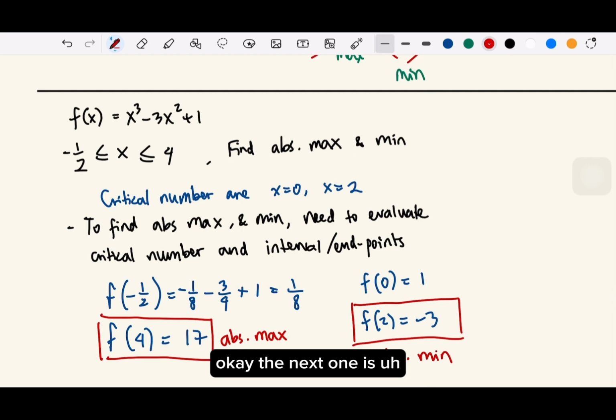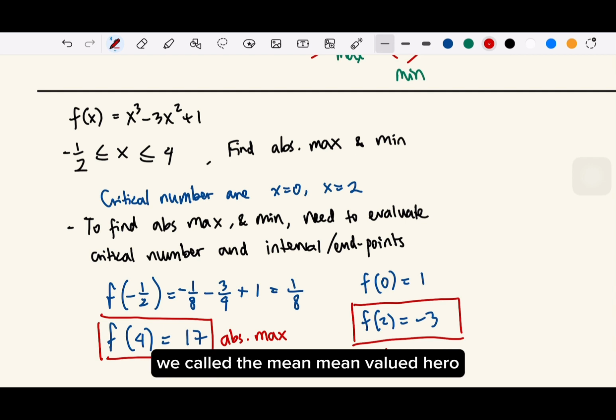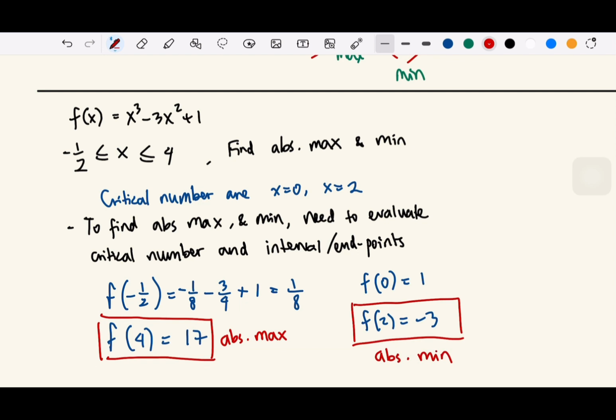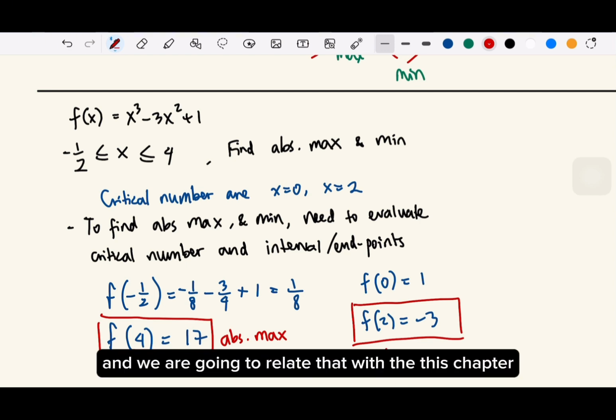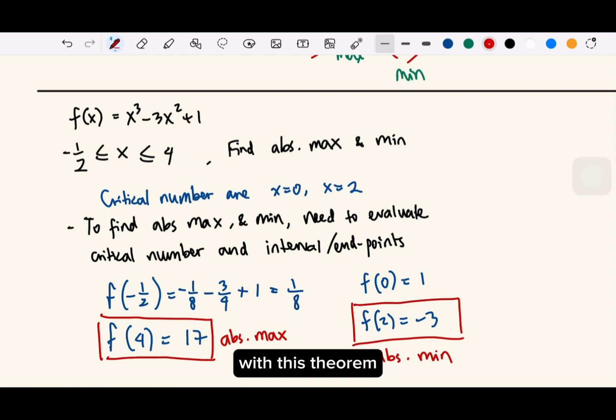Okay. The next one is what we call the mean value theorem. It's actually how we can relate the previous chapter 3, when we learned the linear approximation and the tangent line, with this chapter, with this theorem.